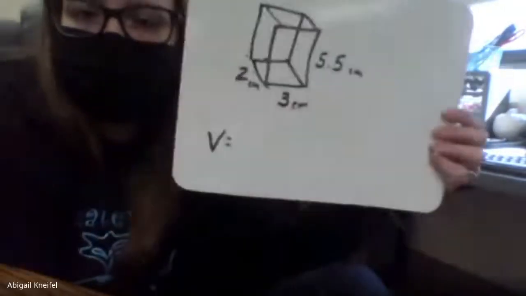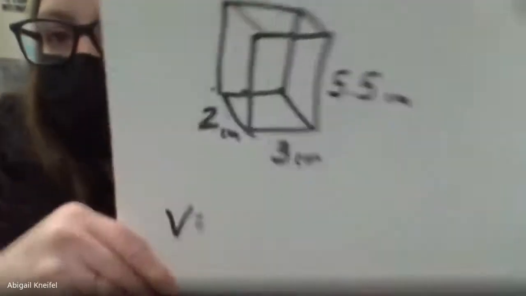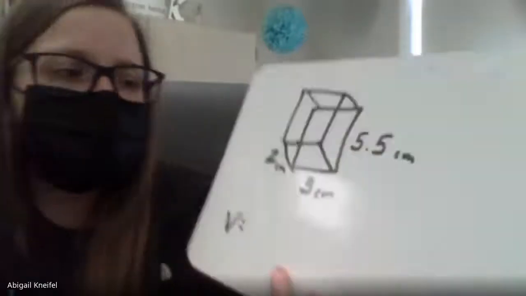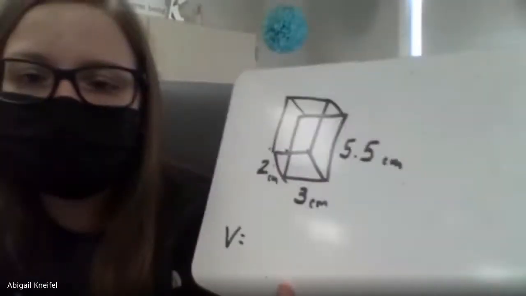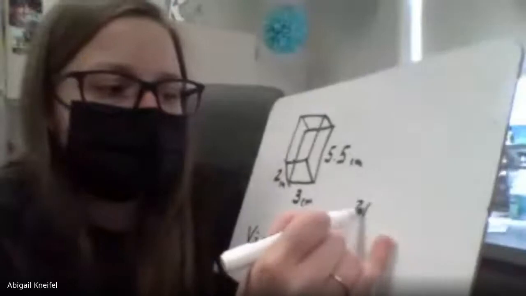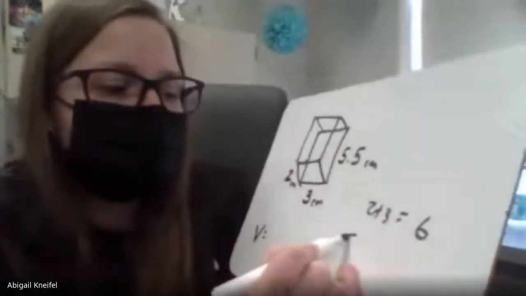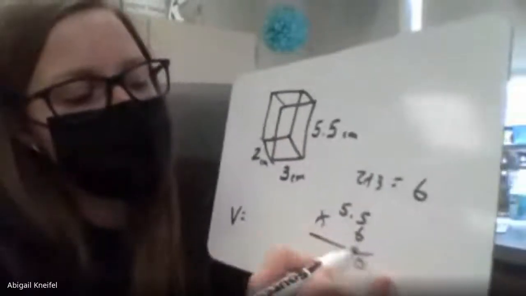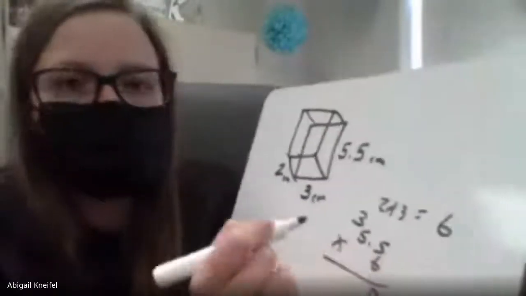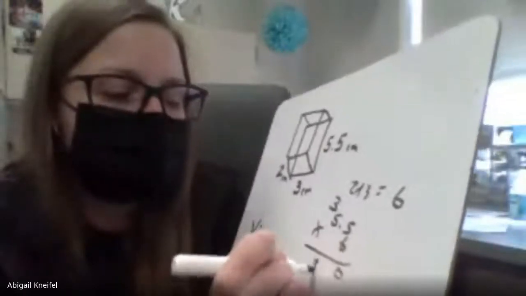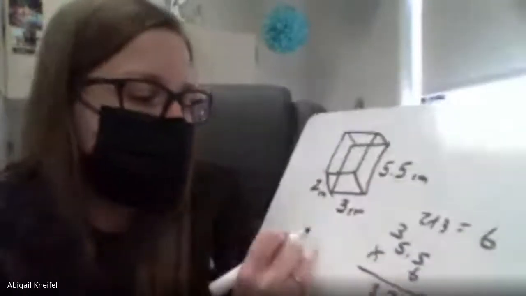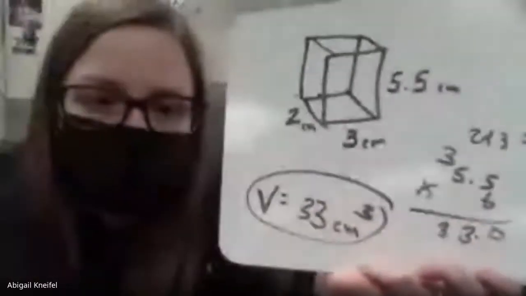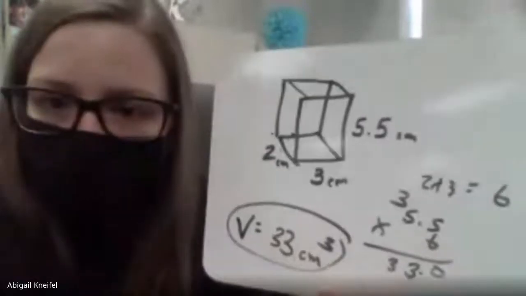All right, this one should have been pretty simple. These are baby numbers, and we know how to multiply decimals. So all we have to do is length times width times height. 2 times 3 times 5.5. 2 times 3 equals 6. Now we have 5.5 times 6. 6 times 5 is 30. Put my 0 down, carry my 3. 6 times 5 is 30, plus 3 is 33. Move my decimal in one spot. 33 centimeters cubed.